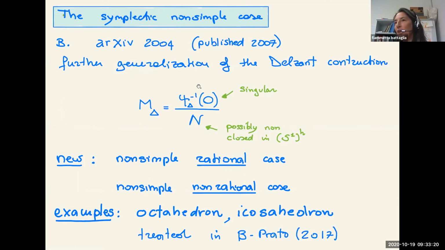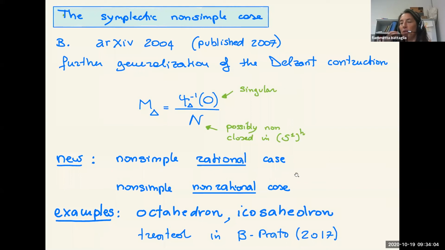But we have then to see what is the object that we end up with. So in this case, we have the group N, as Elisa found in the simple case, a possibly non-closed subgroup of S^1 to the H. Let me recall, H is the number of facets of the polytope. But the new thing in the non-simple case, the new phenomenon, is that the level set is singular. It is not a smooth manifold any longer. It's singular, and this happens also in a non-rational case.